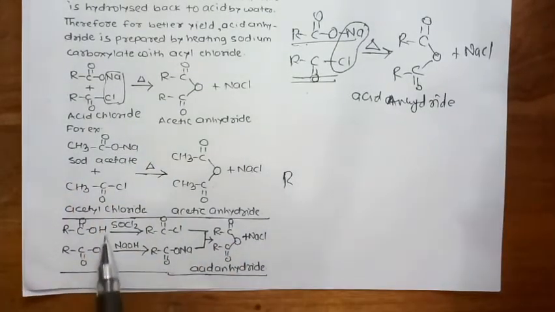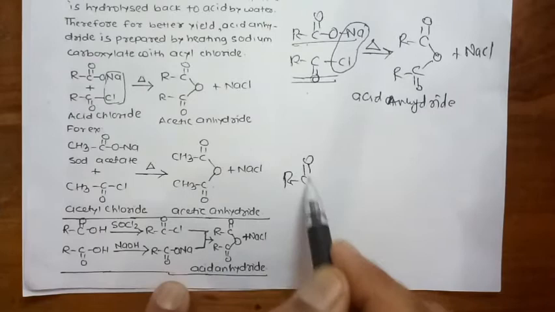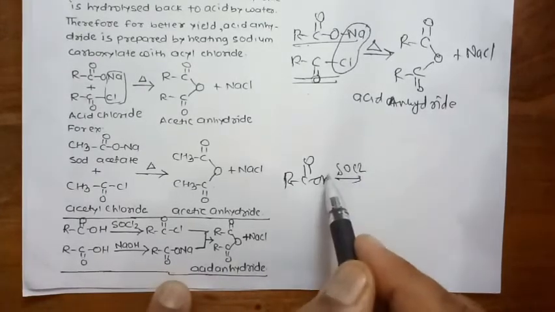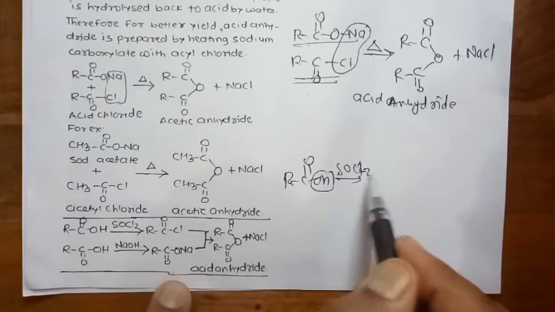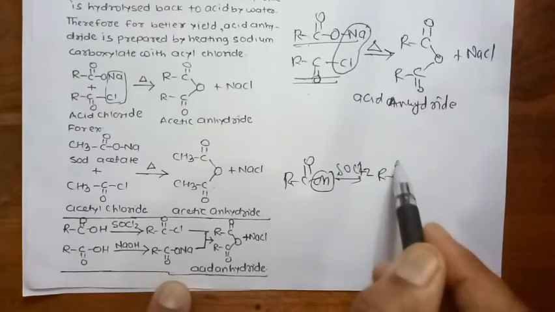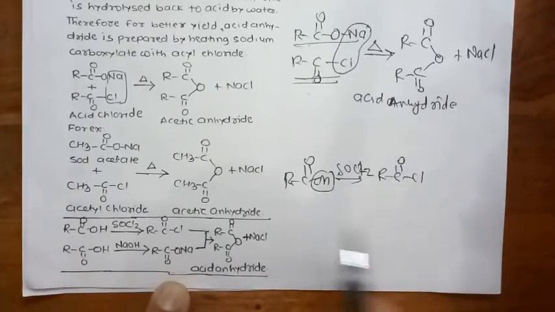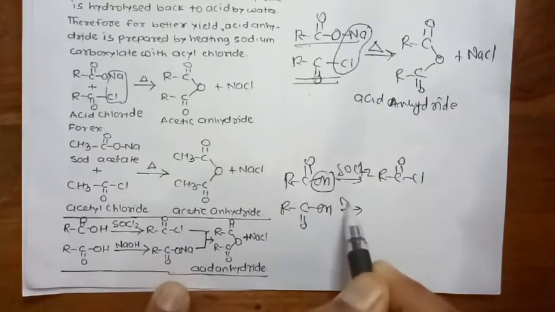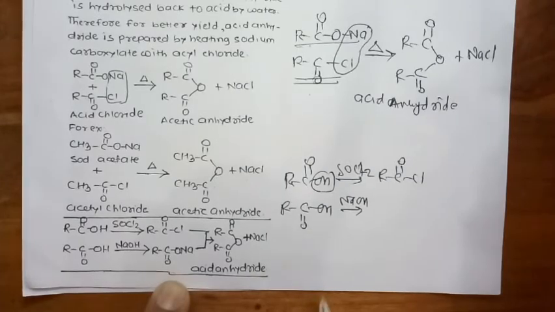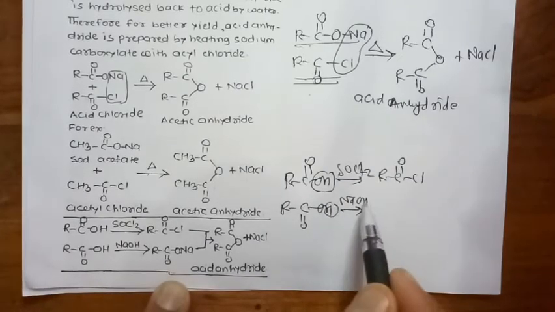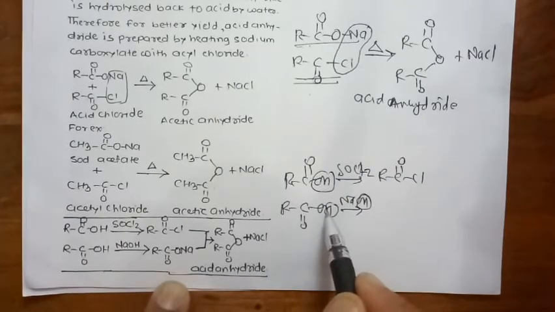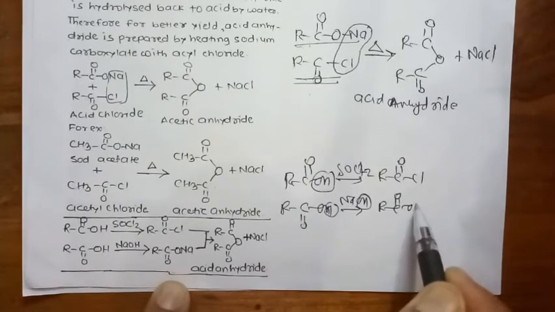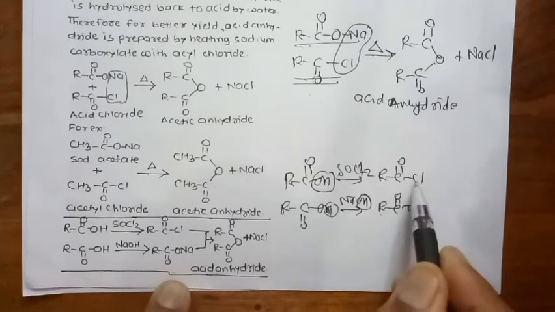Here, by doing the reaction of the carboxylic acid with SOCl2, the OH group is replaced by chlorine and it is converted into RC double bond OCl, acid chloride. Again here, RC double bond OH, if it is treated with a base like NaOH, then this hydrogen atom combines with the OH group and is replaced by Na, and it gives RC double bond ONa. It is the salt of carboxylic acid, and the acid chloride.